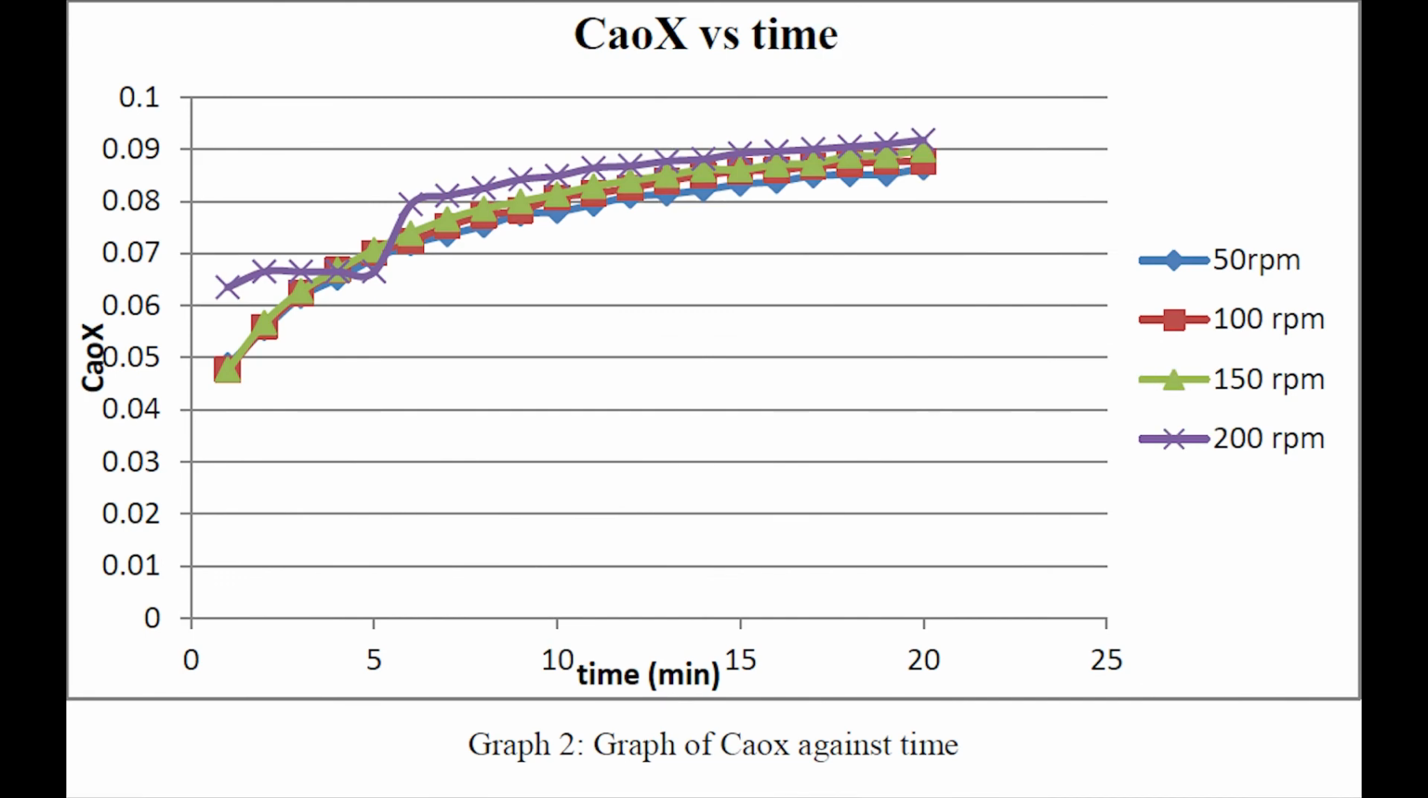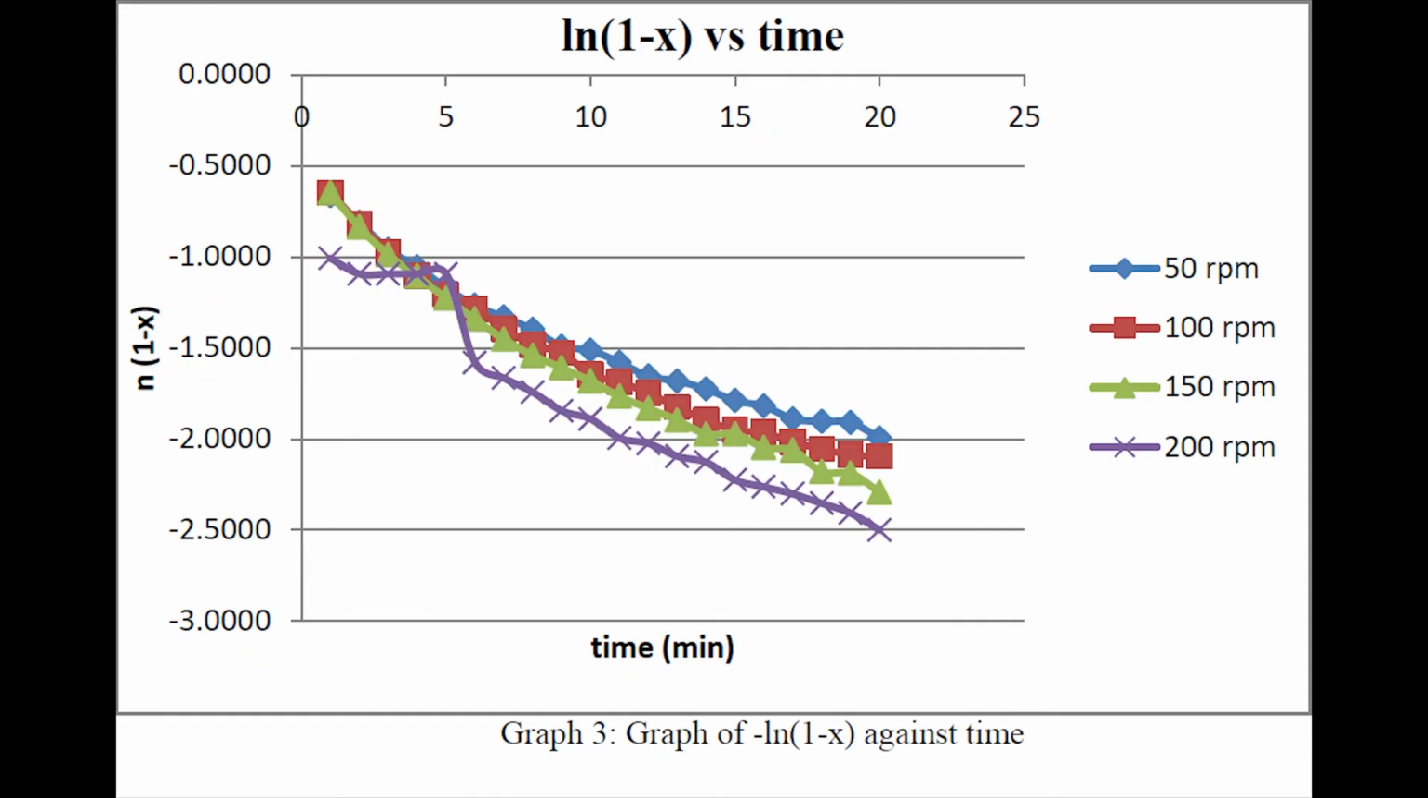Alright guys, let's get back to the graph of second order reaction. As we can see from the graph, different rotating speeds will produce different straight line graphs with different gradients. Overall, as the rotating speed increases, the gradient also increases. Since the gradient of the graph represents the rate constant of the reaction, therefore, the higher the rotating speed, the higher the rate constant, which corresponds to a faster reaction time.